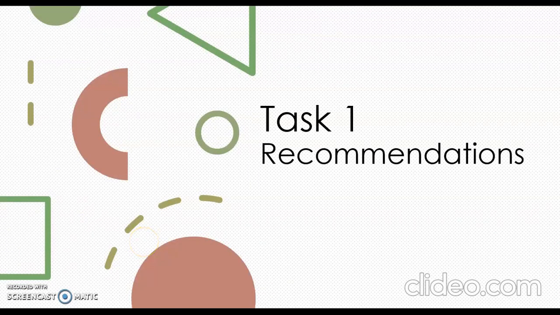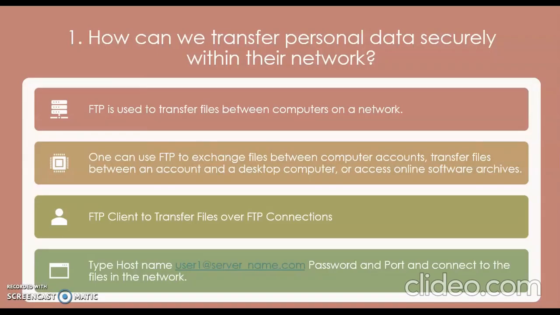Now we are going to answer our recommendations for the system security company. First question was, how can we transfer personal data securely within their network? Now we know that FTP is basically best to transfer files between computers on a network. So one can use FTP to exchange files between computer accounts, transfer files between an account and a desktop computer, or access online. Now we get a password, host name, and user to connect to the FTP location.